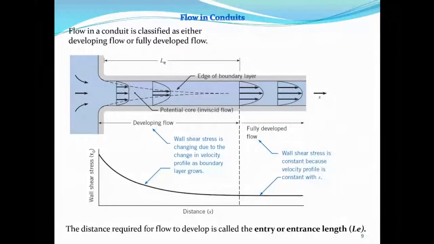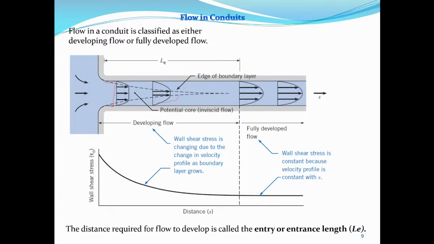Now, if you remember, we also discussed, under the different types of flows, developing flow and fully developed flow. We used a figure like this where water enters a pipe and the flow is developing. At the entrance you have a uniform flow, and then the velocity profile keeps changing as the flow progresses in the streamwise direction.